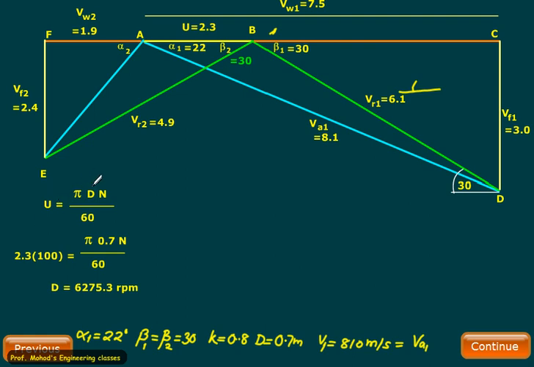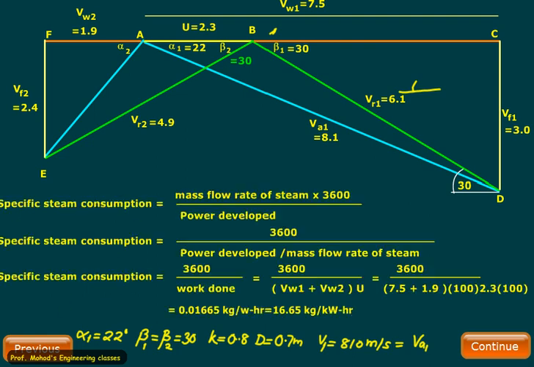Now we need to calculate N from U, which is given by pi D N by 60, and our scale is 100. So velocity U is basically 2.3 multiplied by 100. Diameter is already known, 0.7. We need to calculate N. So if you solve this equation, we'll get N equal to 6275.3 rpm.